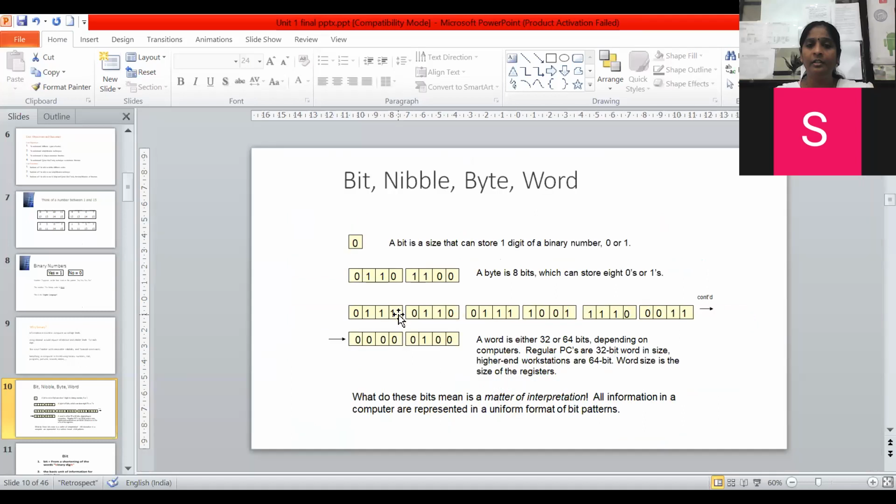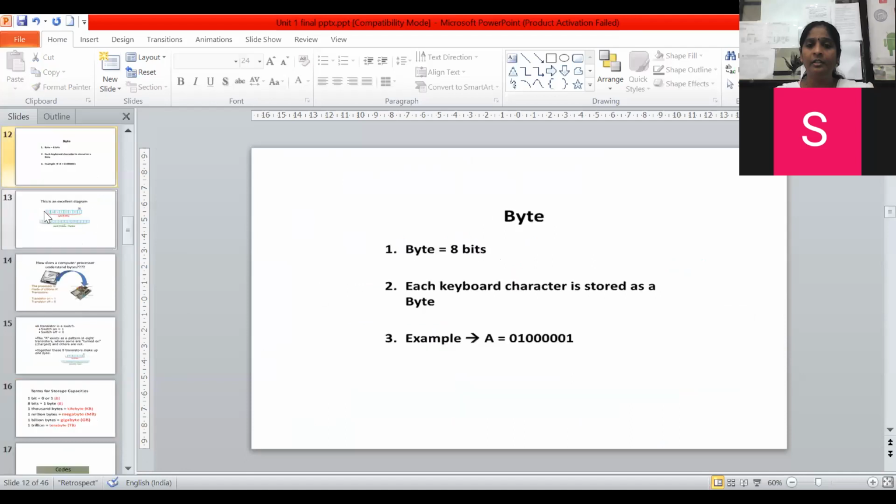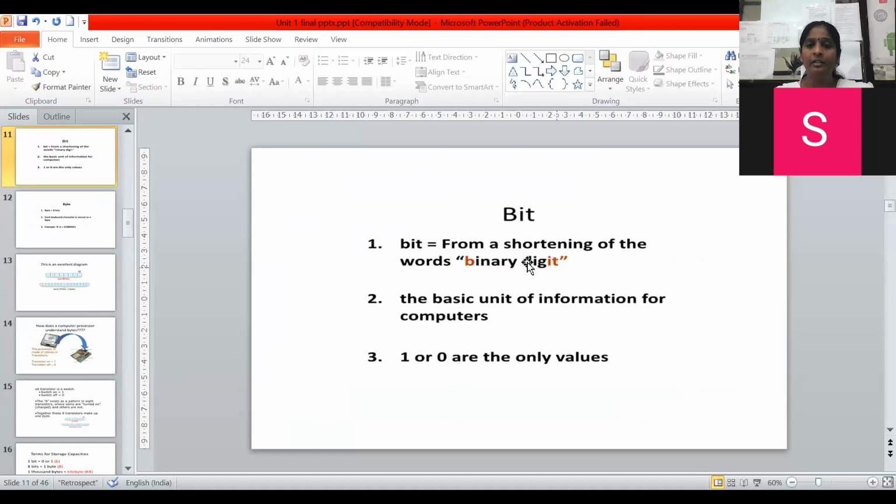They can ask you an objective question. How many bits will be there for a byte? 8 bits. Okay. Once again I have given here. Bit is nothing but what? It is a shorthand of the words binary digit. What is the long form of bit? That is binary digit.